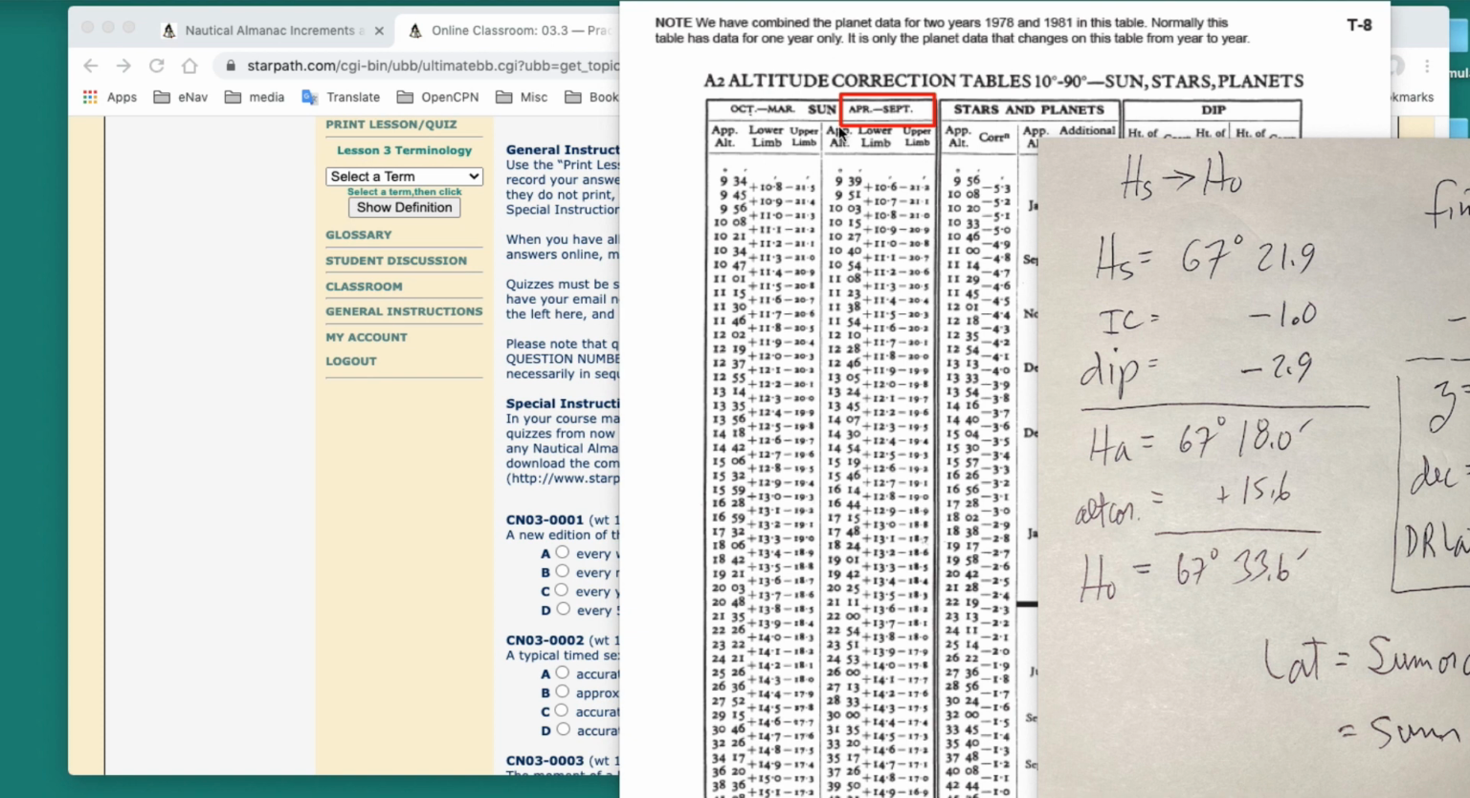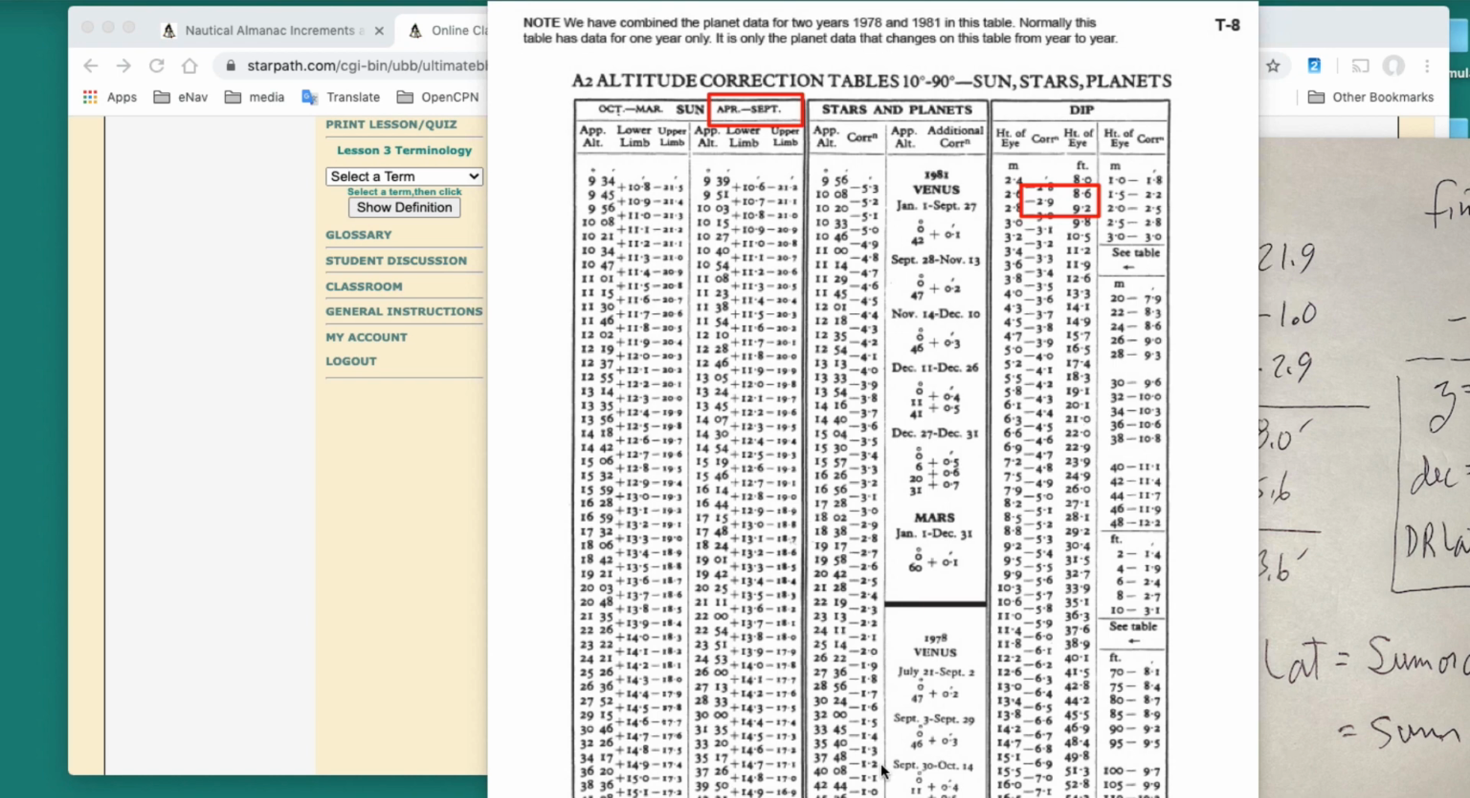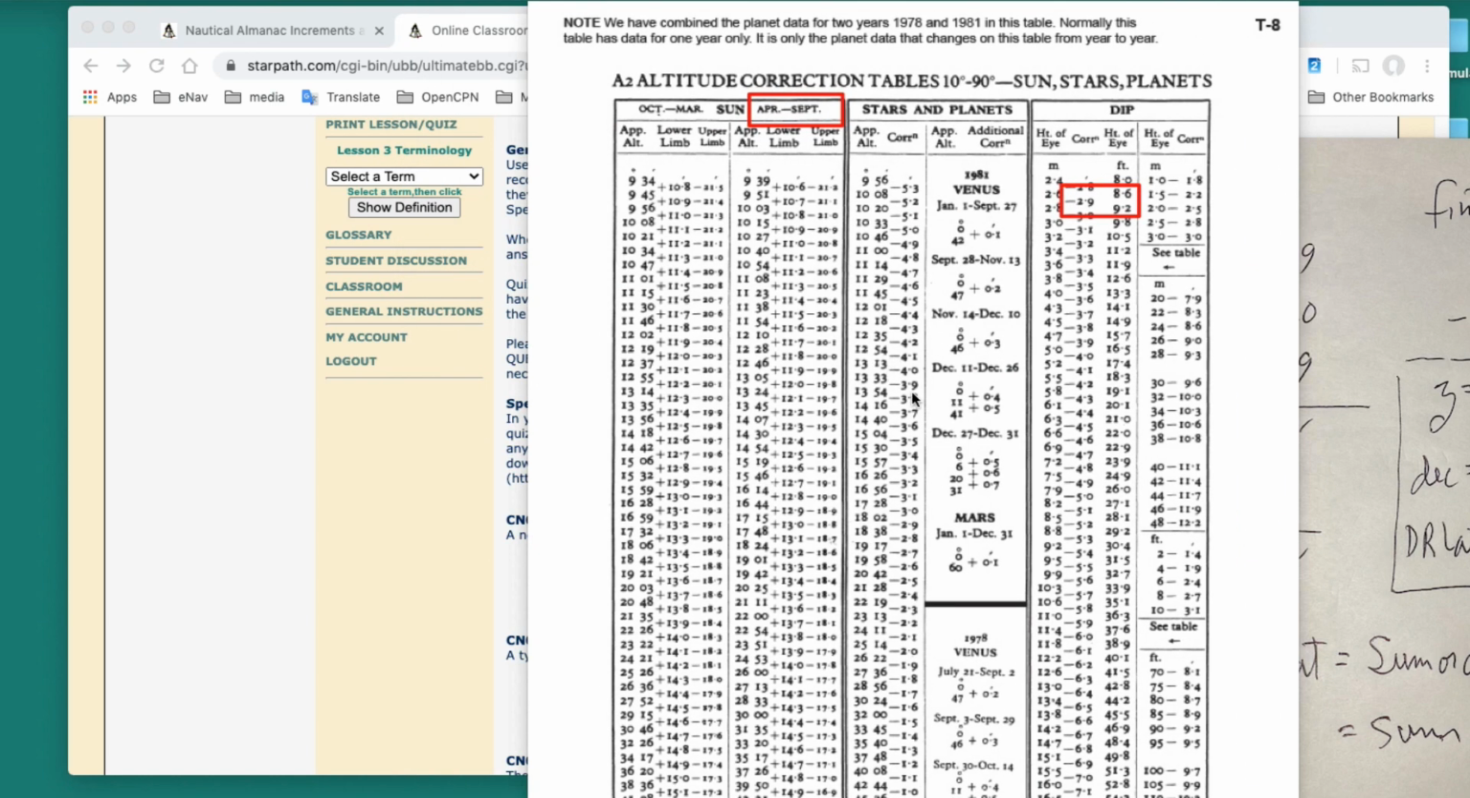Okay, so here's what you do. You go into this with the apparent altitude, apparent height. And we've got, what do we have? 67, 18.0. So you go down, oh, look at that. It's barely there. Well, it doesn't matter. Anywhere between 67.17 and 73.16. Can I make that any bigger? I don't think so.